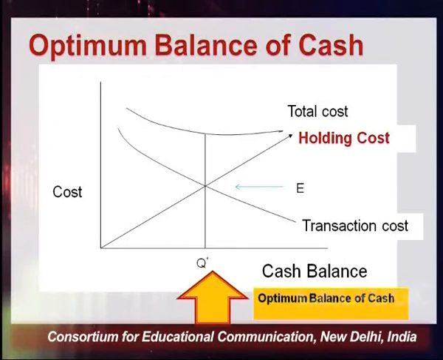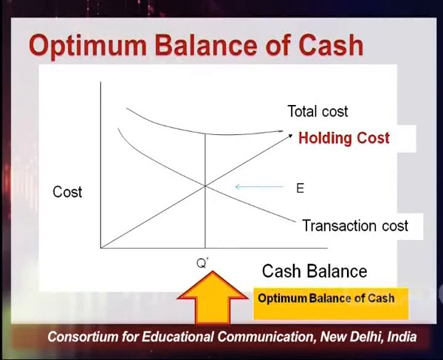So in this way, what we have done is tried to find a point where both the costs are minimum, so that the total cost of maintaining cash is minimum, and that will actually tell us about the optimum balance of cash. So the point of intersection is going to tell us the minimum cost and the minimum cash balance which the firm is supposed to maintain apart from the safety level of cash.